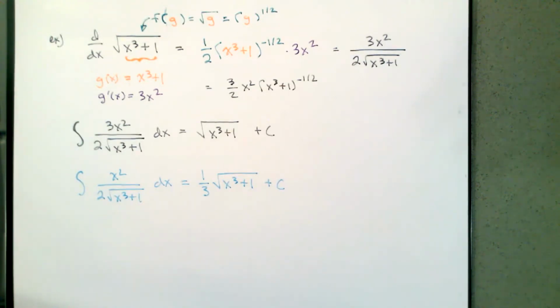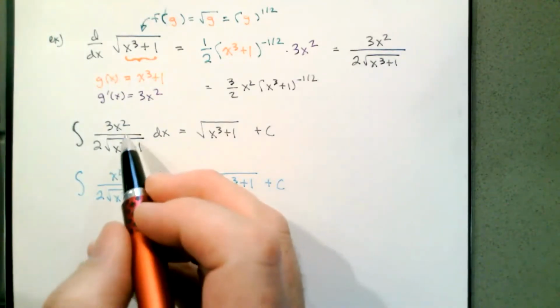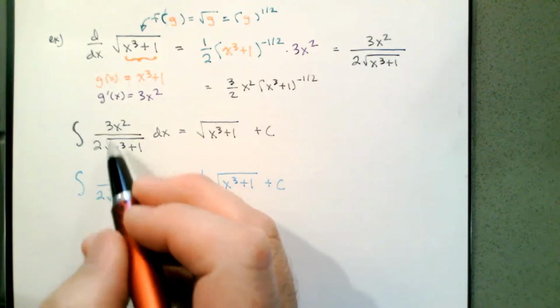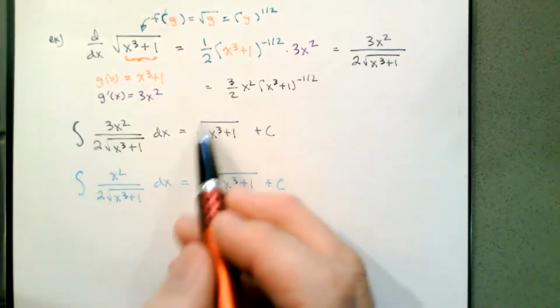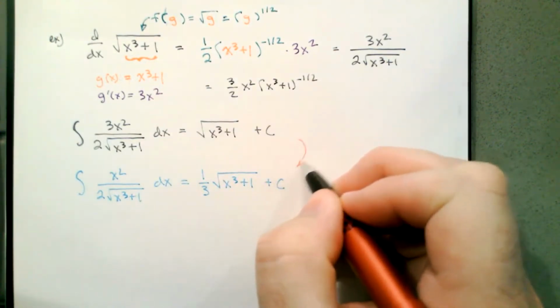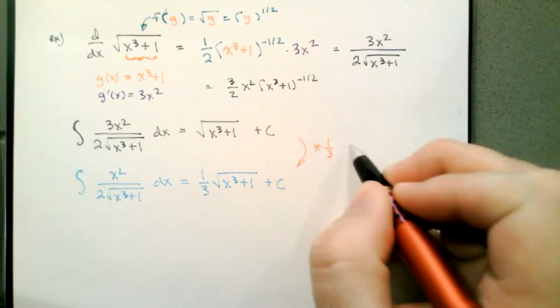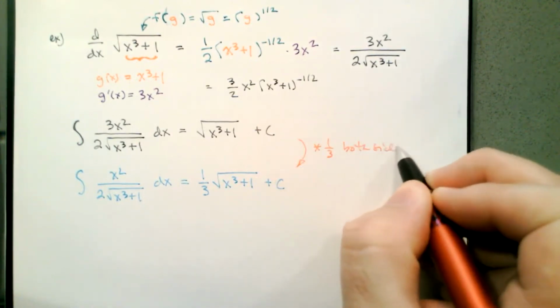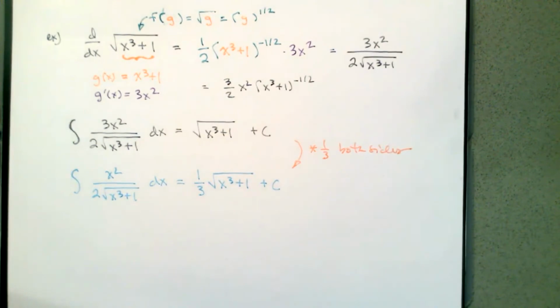Hey, Professor, quick question. How did you get the 1 over, like 1/3? So notice that I just took what I started with here and I divided by 3. If I multiply this by 1/3, I'll multiply this side by 1/3 as well. So the integral of 3x squared is x cubed. The integral of x cubed is 1/3 x cubed.